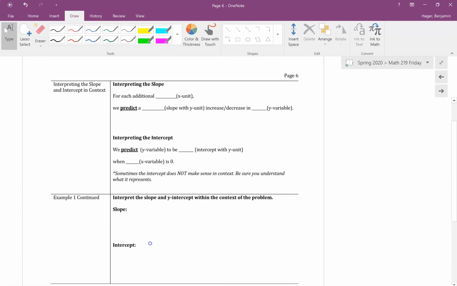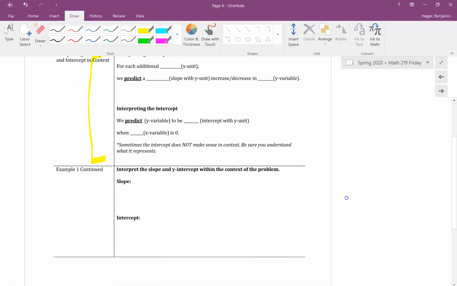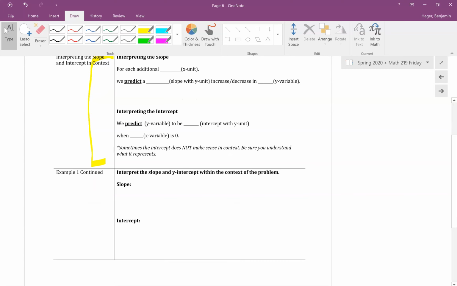Okay, so what this little blurb is doing is helping us to interpret the context of the slope and the y-intercept. Interpret what the slope and the y-intercept that the computer told us mean in the context of the problem, because the computer gives us a number. We want to interpret what that means. I'm honestly slightly confused on what they're asking me to fill in here. So I just want to do the example that we just did and interpret that.